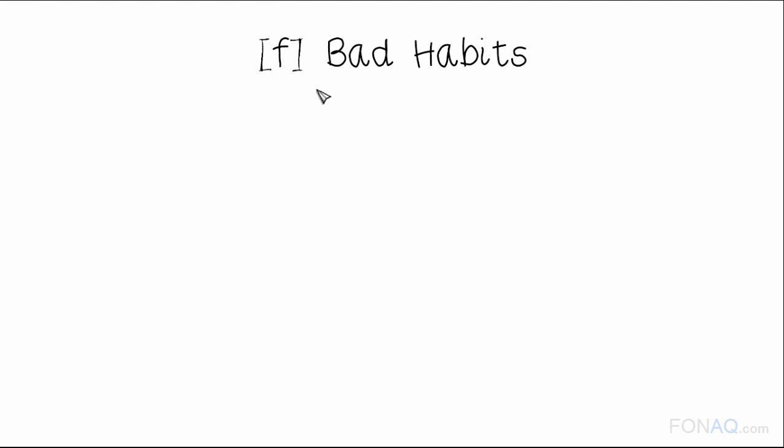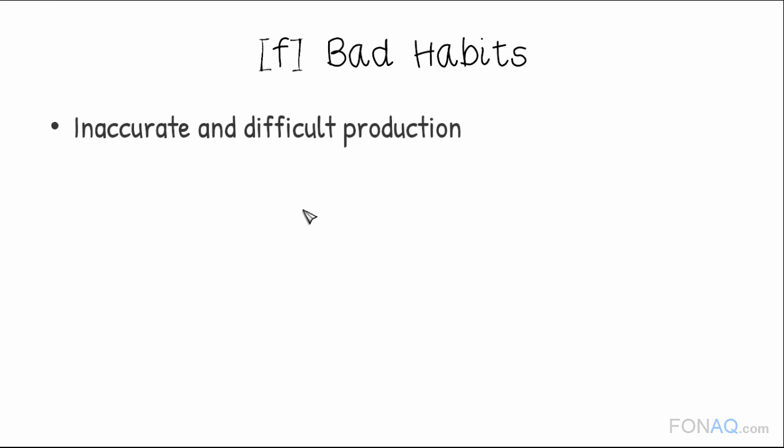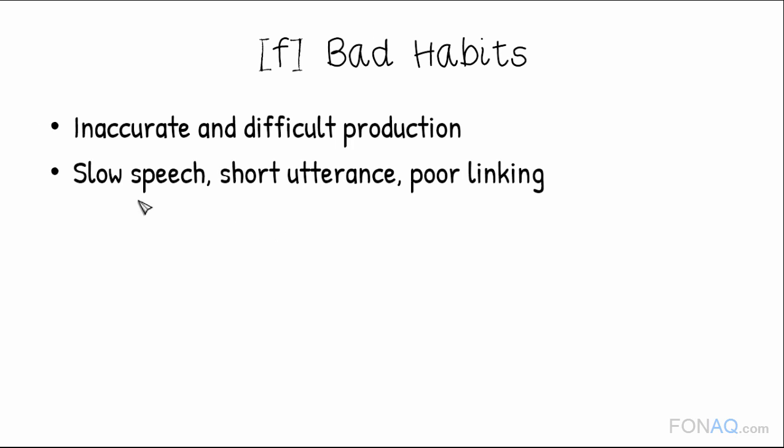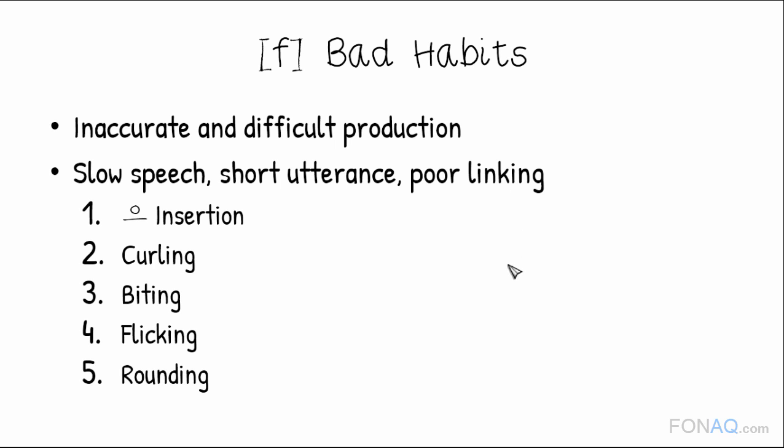F. Bad habits. There are several bad habits we Koreans have when producing F. We should avoid bad form and use good form. With bad form, it is difficult to have accurate pronunciation. They also force us to speak slowly, make short utterances, and have poor linking. So here are some of the common bad habits we should do away from: insertion, curling, biting, flicking, and rounding.